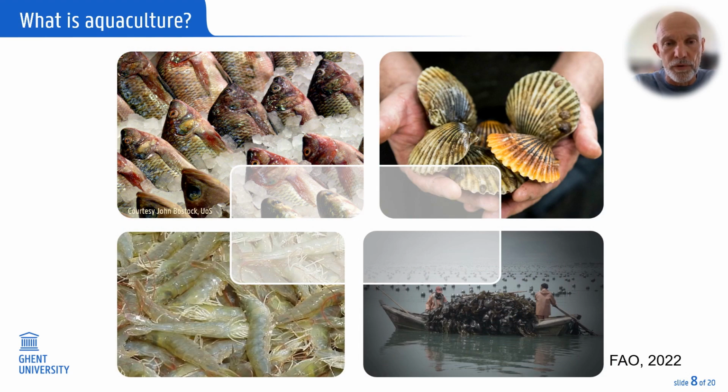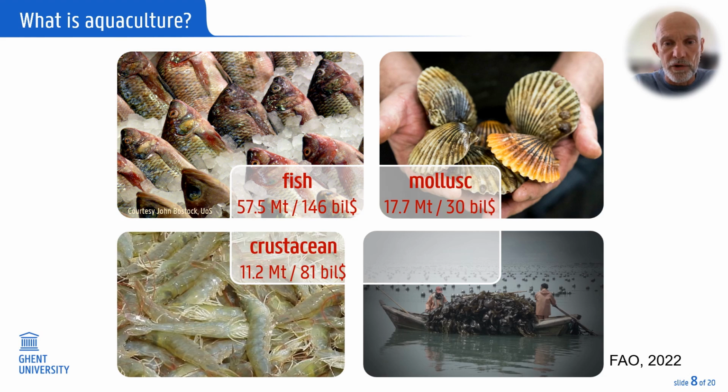The main produced products are obviously fish, but also mollusks, oysters, and mussels, crustaceans, and finally algae. The highest production, in quantity and also in value, is fish, followed by mollusks, then crustaceans and seaweed. But expressed as value, crustaceans rank second.